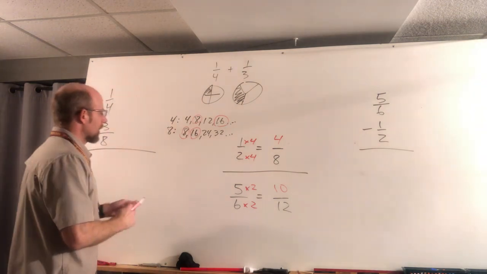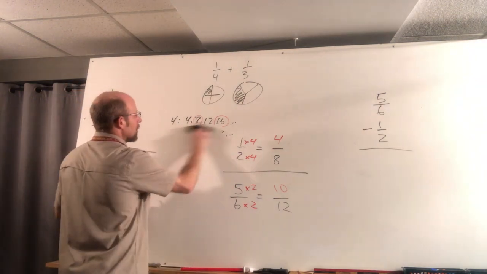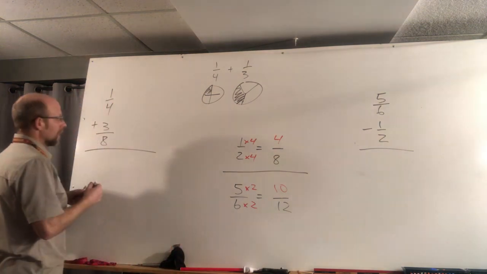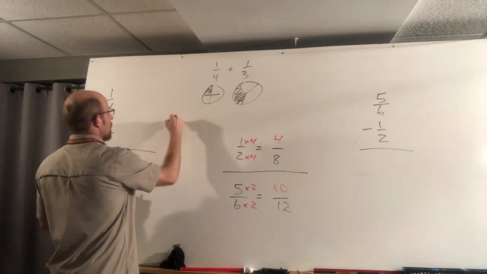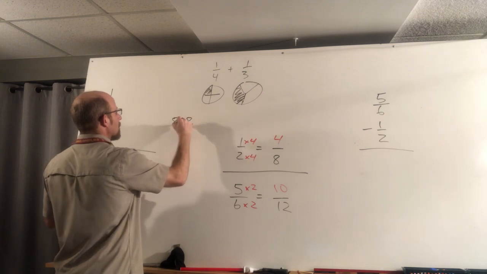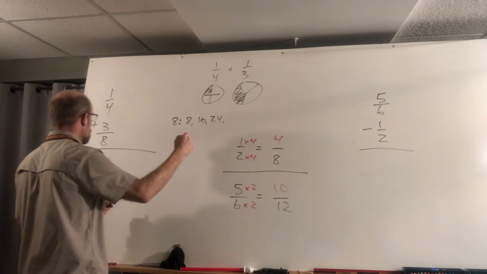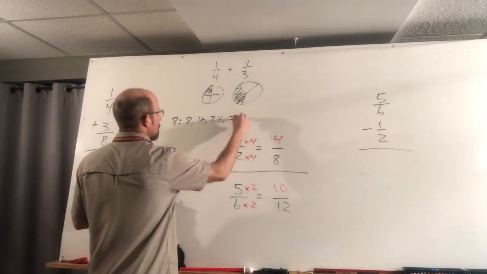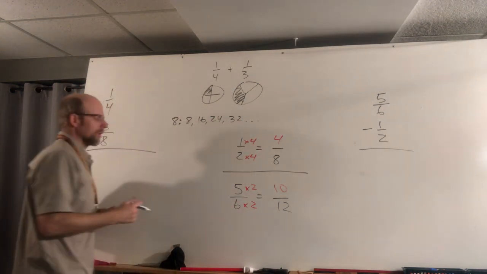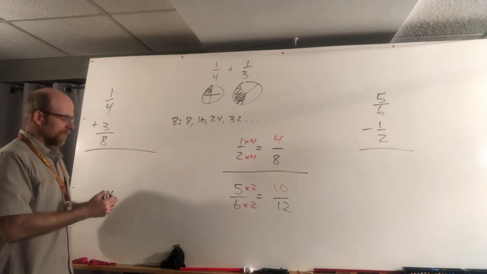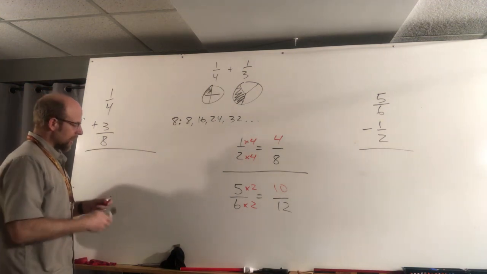So remember the trick that I gave you was you don't need to do the smallest one. All you need to do is the biggest one. So do the 8, 16, 24, 32, and you can keep going. And sometimes as you get into this more next year, you're going to have to keep going to find common denominators.